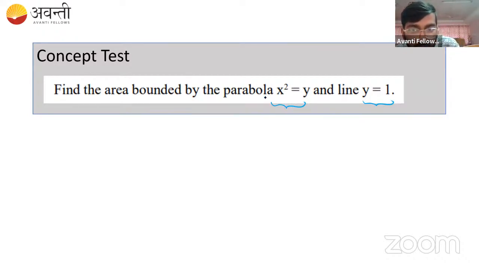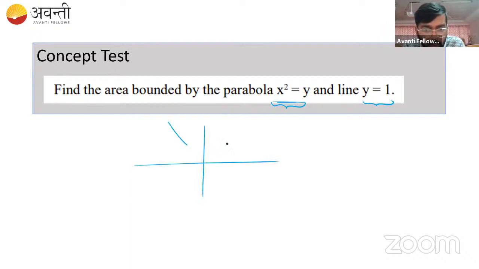Find the area bounded by the parabola x square equals y and the line y equals 1. So we know how the parabola y equals x square looks, correct? It looks somewhat like this. My drawing is not good, but my mathematics is good. What is the y equals 1 line? The y equals 1 line is this. So we have to find this area.